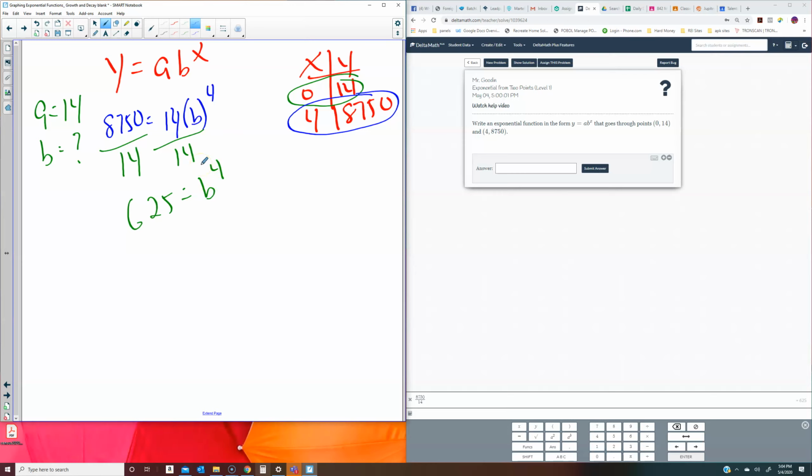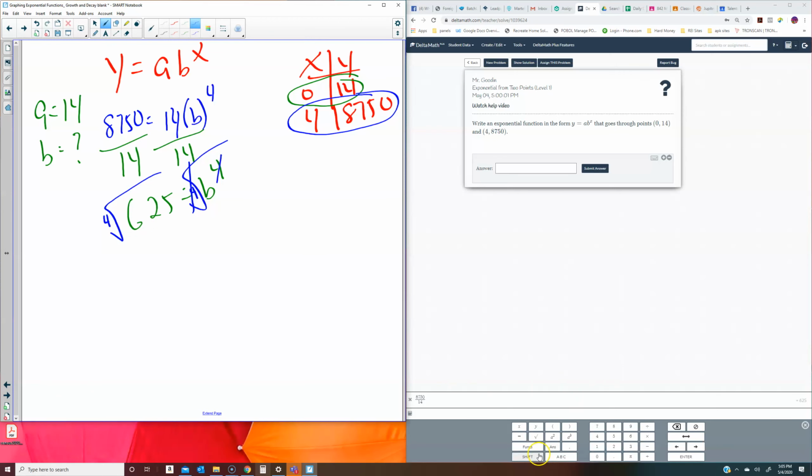How do we do that? So if you guys remember, when we have square, we just square root. But what we're going to do is actually the 4th root. The 4th root cancels out this 4. And then we got to figure out what multiplies by itself 4 times to get 625. Well, we can do that on a calculator.